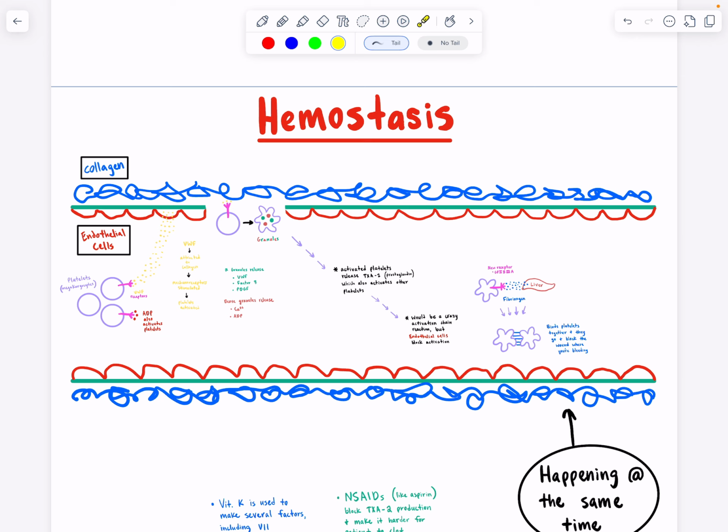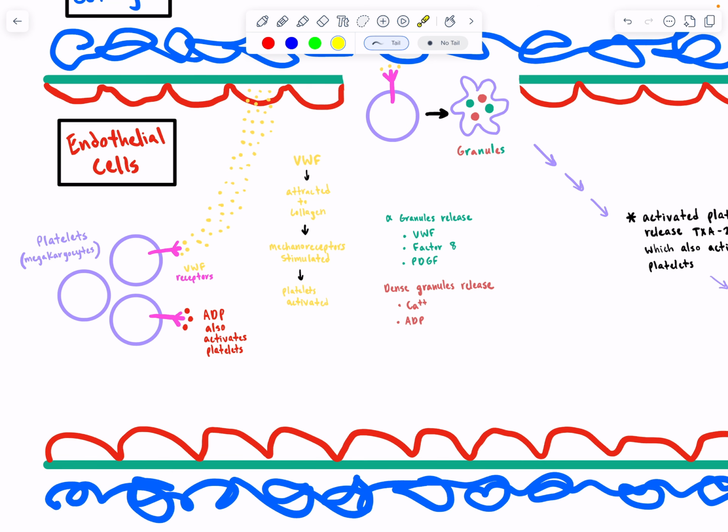So then we have these little platelets in this next step that involves platelets. So we have these platelets, again, found in the buffy layer. These platelets have these little sensors that are VWF receptors.